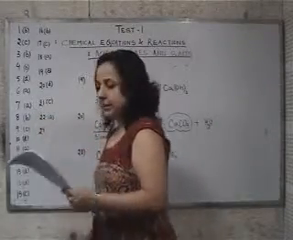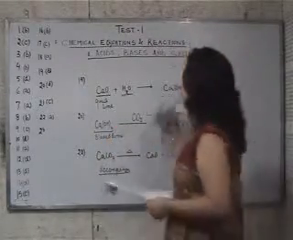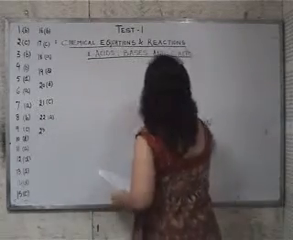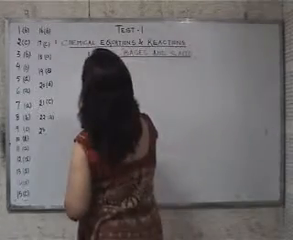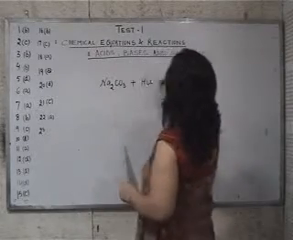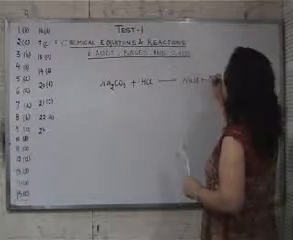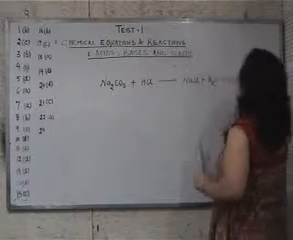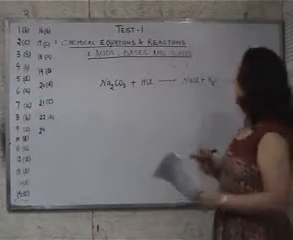23rd question. What happens when a metal carbonate reacts with an acid? Take an example of sodium carbonate. Sodium carbonate is allowed to react with, let us suppose, HCl as the acid. We get formation of NaCl plus water plus carbon dioxide.